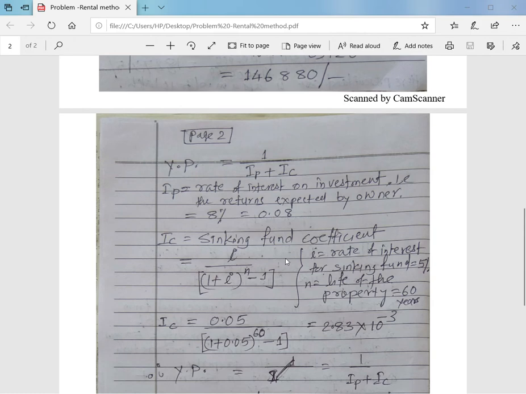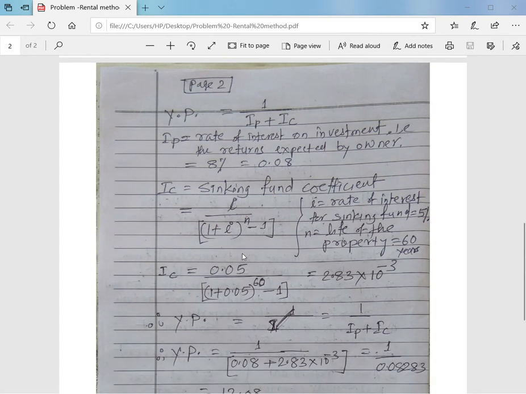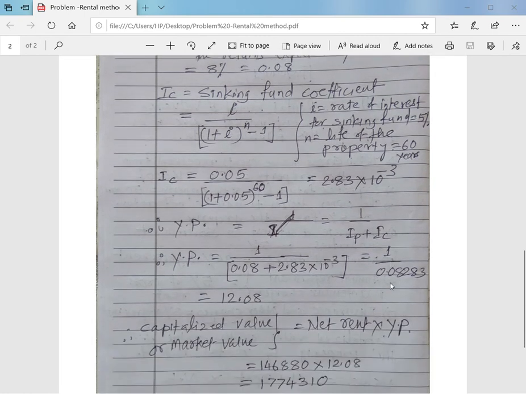Then IC is the sinking fund coefficient, and that is equal to I upon (1 plus I) to the power n minus 1, where I is the rate of interest for government securities, or we can consider it as for the sinking fund. So that is 5%. N is the life of the property, which is given as 60 years. Keep all the values in this formula. So we obtain the sinking fund coefficient, equal to 2.83 into 10 to the power minus 3.